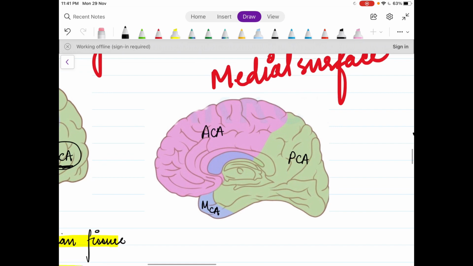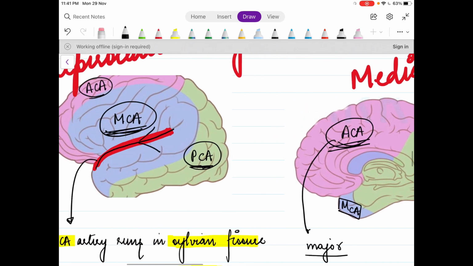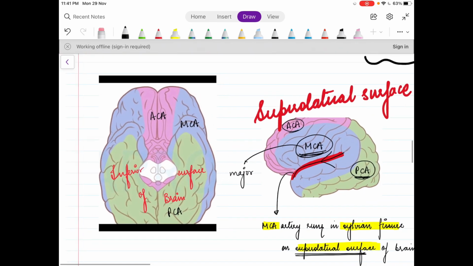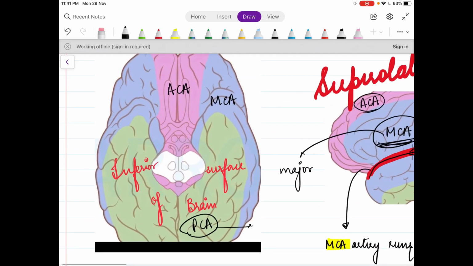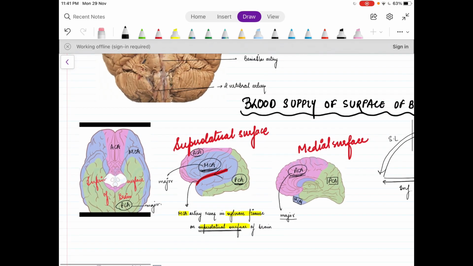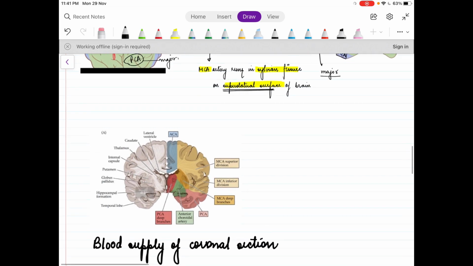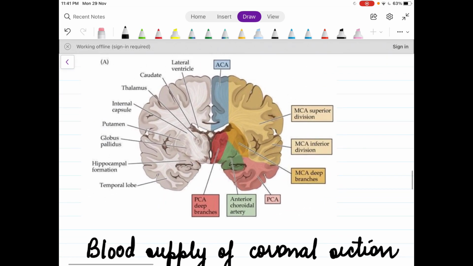Now we'll see the medial surface. The major artery on the medial surface is the anterior cerebral artery, a small part is also supplied by the middle cerebral artery, and the posterior part is supplied by the posterior cerebral artery. The major artery on the superolateral surface is the middle cerebral artery. On the inferior surface of the brain, as we can clearly see, it is mainly the posterior cerebral artery, and small parts are supplied by the anterior cerebral artery and the middle cerebral artery. So now the blood supply of the surface of the brain is very clear to us from these diagrams. Now we'll talk about the blood supply of the coronal section of the brain.